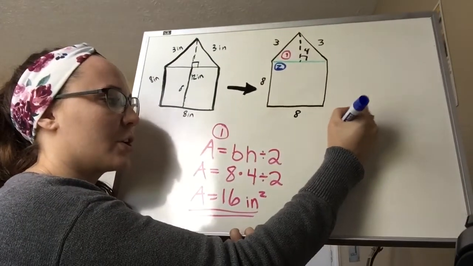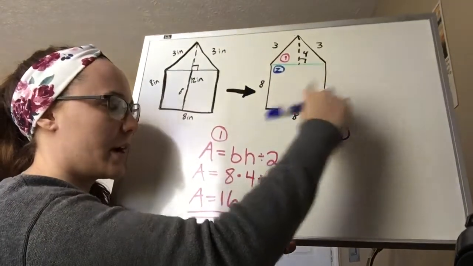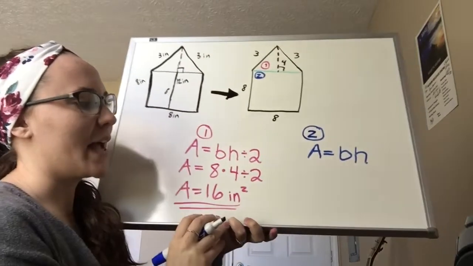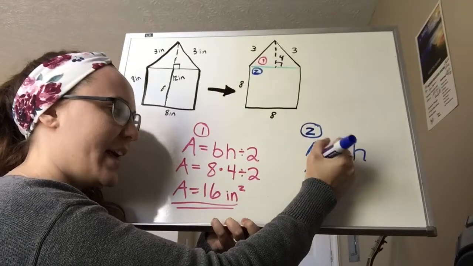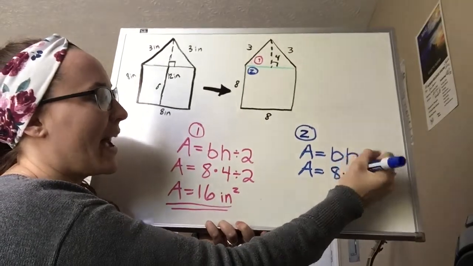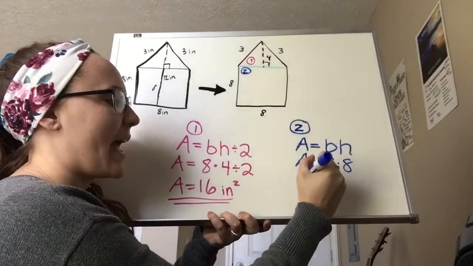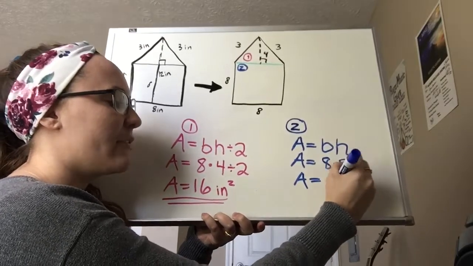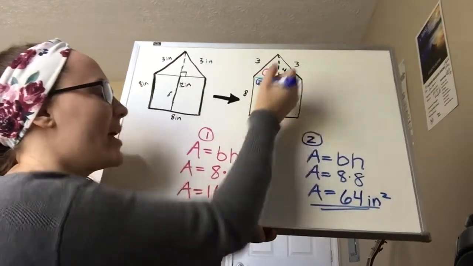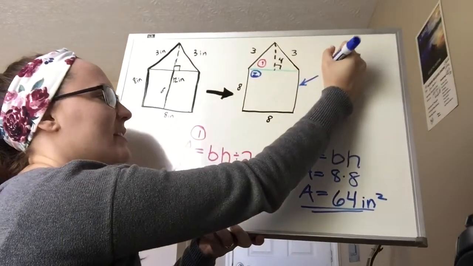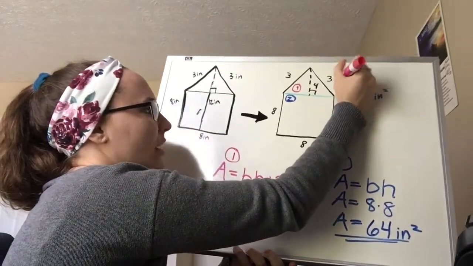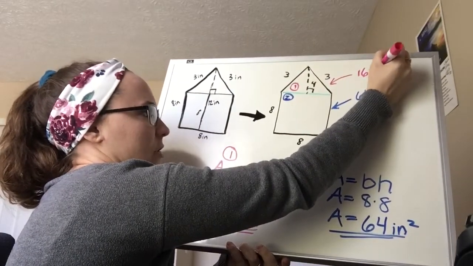The area for shape number 2 is this rectangle here. So the area formula for a rectangle is A equals base times height, B times H. And then I'm going to fill in what the base and the height are. So the base is 8, and my height is 8. So I'm going to say A equals 8 times 8 is 64, and then don't forget your unit, inches squared. So now we know that the area of this shape is 64 inches squared, and the area of this shape, of the triangle, is 16 inches squared.